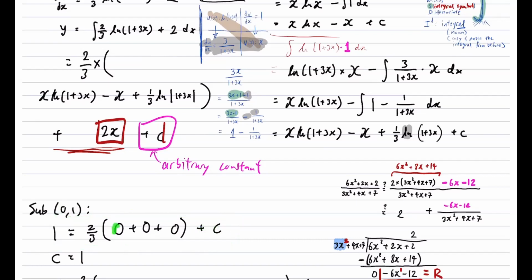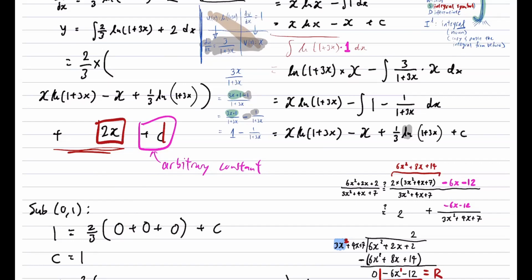Why is this a 0? Because here is an x. 0 times ln of 1 plus 3x. 0 times anything is just 0. So we can just put a 0. Here minus x is a 0, so substituting, of course, we get 0. Then the second one, if x is 0, 3 times 0 is 0, 1 plus 0 is 1, ln of 1 is, oh sorry, wrong bracket.